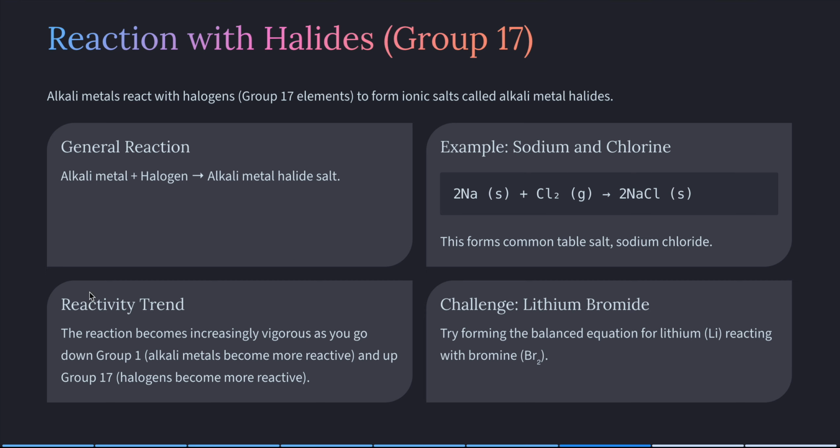I would like to talk about the reactivity trend. The reaction with the halogens becomes increasingly vigorous up the group, sorry, I'm confusing it with the alkali metals. When we go up the group, the group 17 halogens become more reactive, while the group 1 metals become more reactive when we go down. So this is a reactivity trend, which is something you may know of or not. I'll discuss this in another video when we talk about the reactivity series.